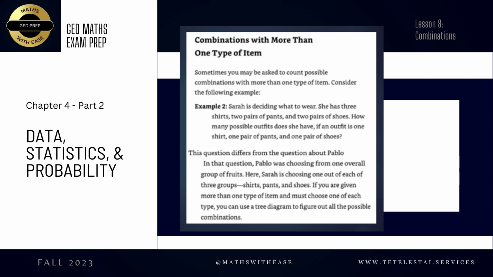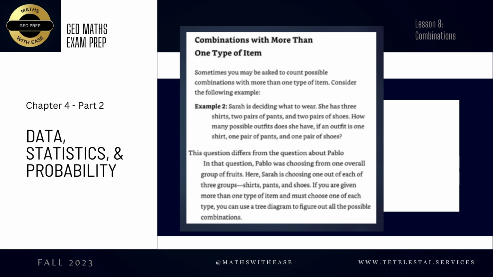So in this example, Sarah is deciding what to wear. She has 3 shirts, 2 pairs of pants, and 2 pairs of shoes. How many possible outfits does she have if an outfit is 1 shirt, 1 pair of pants, and 1 pair of shoes? So again, back to what I was trying to say earlier, in this particular example, we're looking at 3 different types of items, right? We're looking at a shirt, a pair of pants, and a pair of shoes. In our previous example, we were only looking at one type, which is fruits, right?